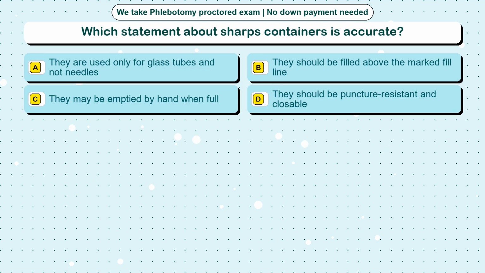Question 28. Which statement about sharps containers is accurate? Option A. They are used only for glass tubes and not needles. Option B. They should be filled above the marked fill line.